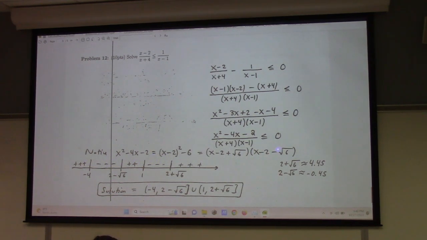And if I'm looking for less than or equal to 0, I either need this region or that region. I must exclude the minus 4 and the 1, because that would give me division by 0, and I include the 2 plus or minus root 6, because that gives me 0 in the numerator. And there you go, that's the answer, which some people found, but not everybody. But anyway, any questions? Yes, no?